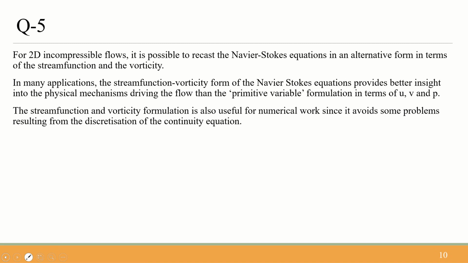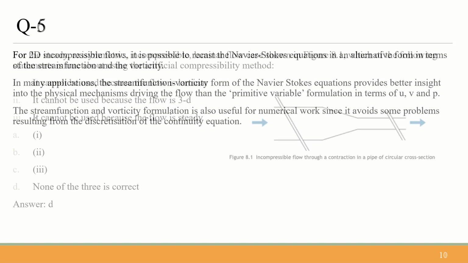And the third one: the stream function and vorticity formulation is also useful for numerical work since it avoids some problems resulting from the discretization of the continuity equation. So it has an additional advantage while solving numerically, because it avoids some problems resulting from the discretization of the continuity equation in the traditional representation using U, V, and P. I hope it is clear now. We'll go to question 6.